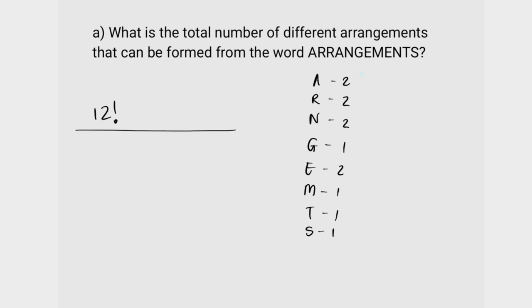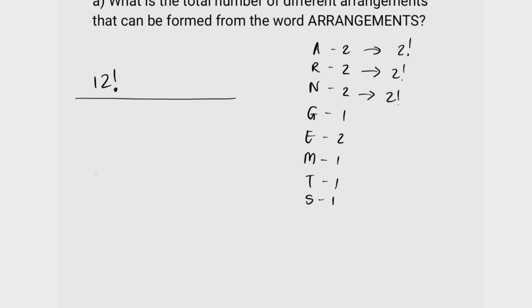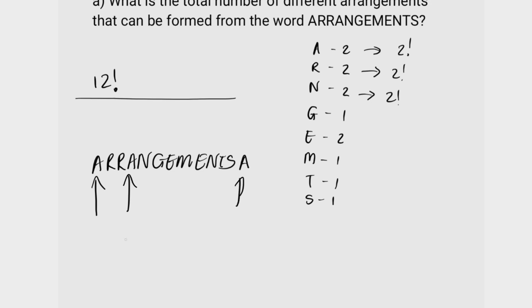In order to get rid of the duplicates, you'll notice that for the A's there'll be 2 factorial different arrangements, and here there's 2 factorial different arrangements, and here there's 2 factorial different arrangements. What I mean is, in any arrangement of the word arrangements, there are 2 ways in which the A's can be swapped around. If there had been a third A, then there would be 3 factorial different arrangements of the A's.